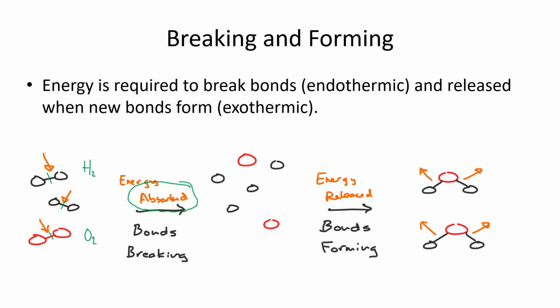So once you've done that, you get all these single atoms floating around. And then those atoms can come together and form new bonds. And when these bonds form, energy is going to be released. That's what the arrows going out here mean. So a certain amount of energy will be absorbed, a certain amount of energy will be released when new bonds are formed, and the difference between them will be our reaction enthalpy.